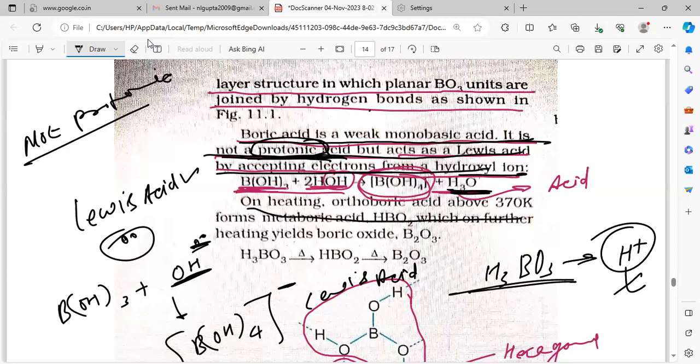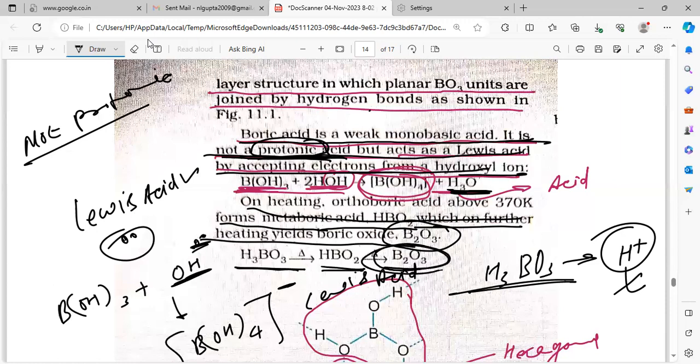On heating orthoboric acid above 370 Kelvin, it gives metaboric acid, HBO2, which on further heating yields boric oxide, B2O3. So H3BO3 is there. Firstly it is giving HBO2 and then finally it is giving B2O3.